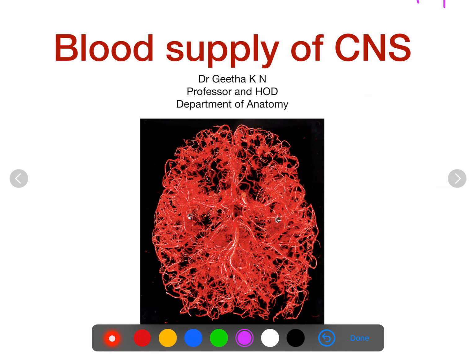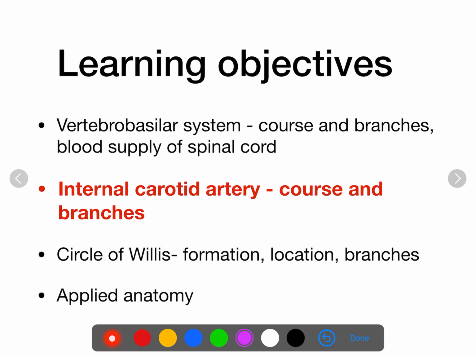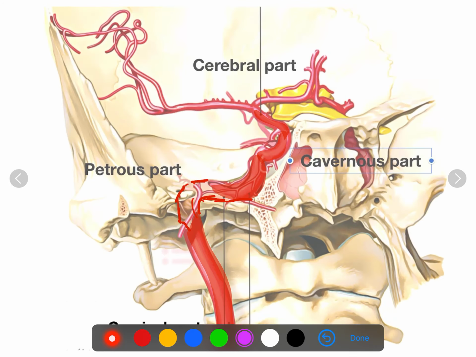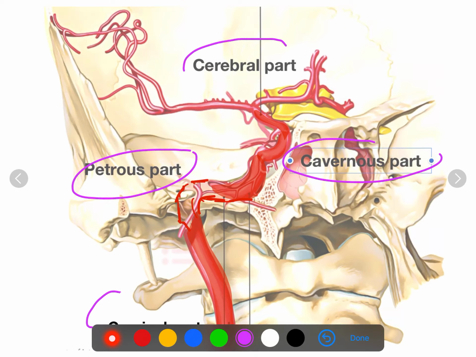So in this session of blood supply of central nervous system, we will be discussing the internal carotid artery, its course and branches. Now the internal carotid artery is one of the terminal branches of the common carotid artery in the neck at the level of C4 vertebra. It has four parts: the cervical part, the petrous part, cavernous part and cerebral part.